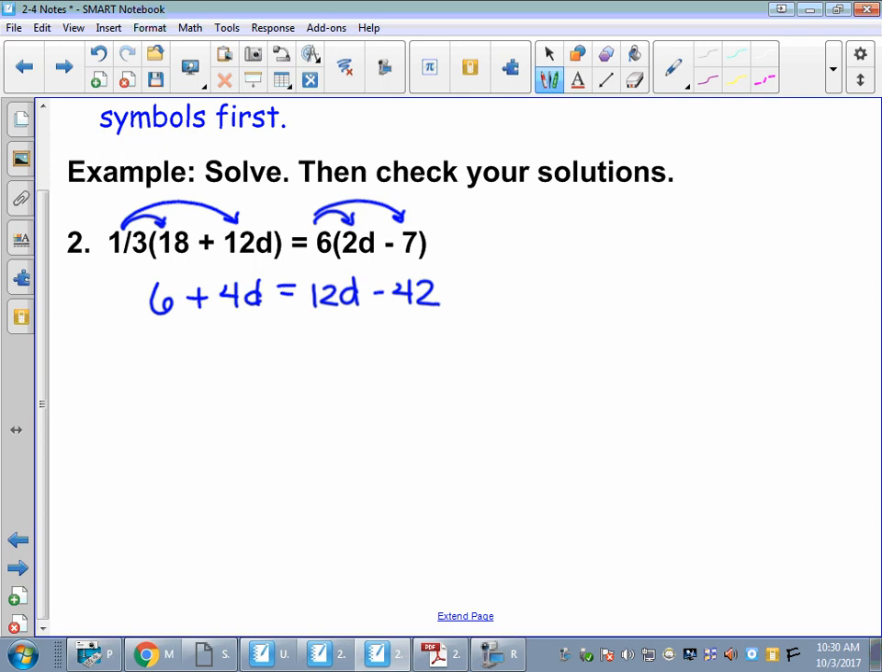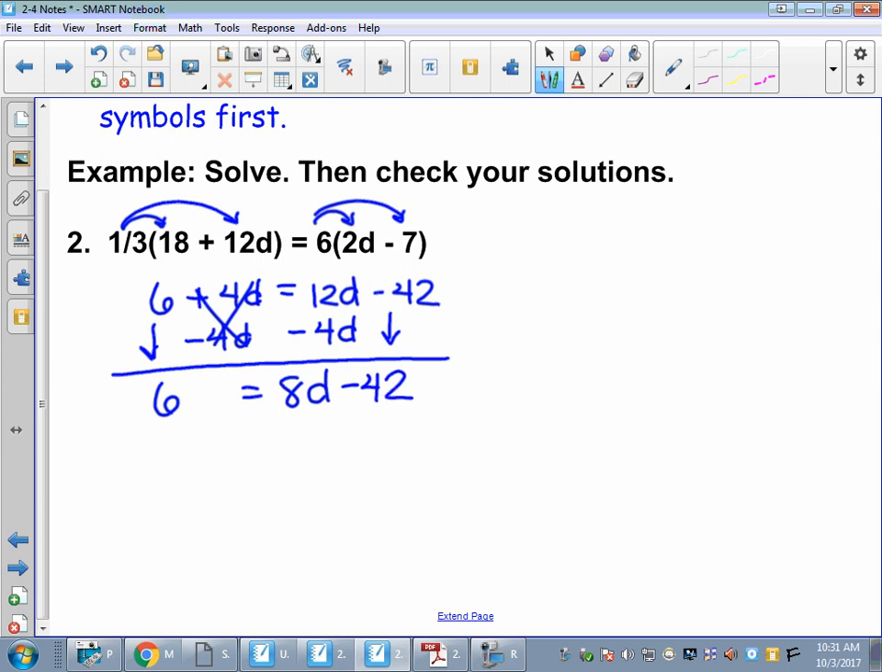When I go through this, I want to bring my variable to the same side. Again, I like to work with positive variables. So I'm going to choose to subtract 4d from both sides. You are allowed to subtract 12d from both sides, and it will give you the same result. Just make sure you show your work and we can follow along your processes. Bring down the 6, the positive 4d and the negative 4d cancel, equals 12d take away 4d is 8d, and then bring down the negative 42.